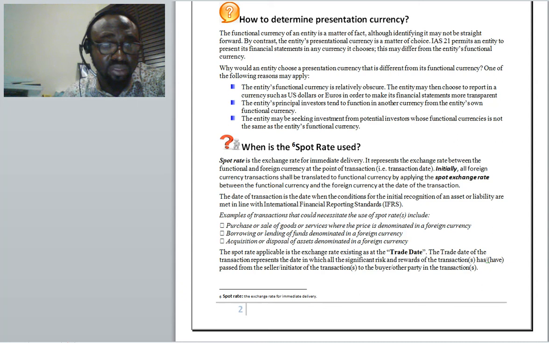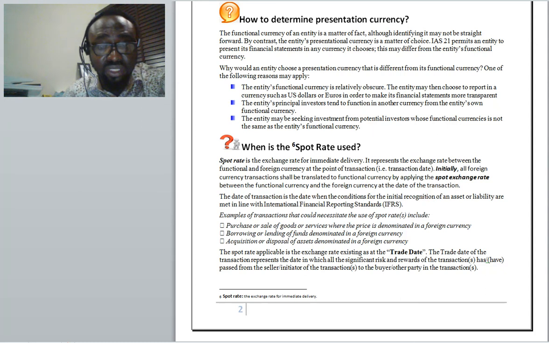Initially, all foreign currency transactions shall be translated to functional currency by applying the spot exchange rate between the functional currency and the foreign currency as at the date of the transaction. The date of the transaction is deemed to be the date of initial recognition, and upon that, the exchange rate that is ruling as at that date is the applicable rate that should be taken into consideration in reporting financial transactions in company books.